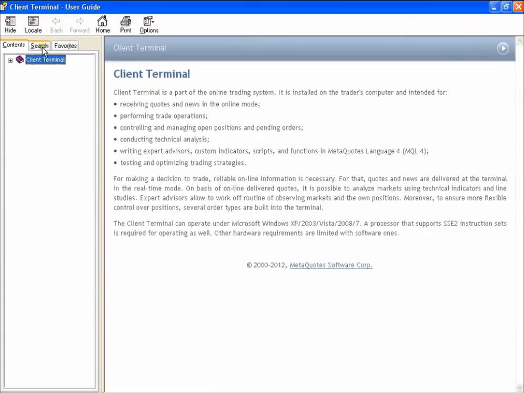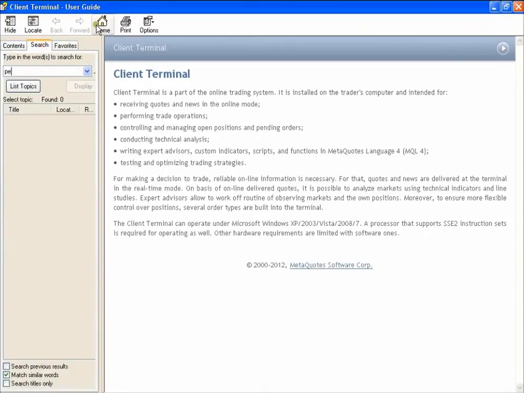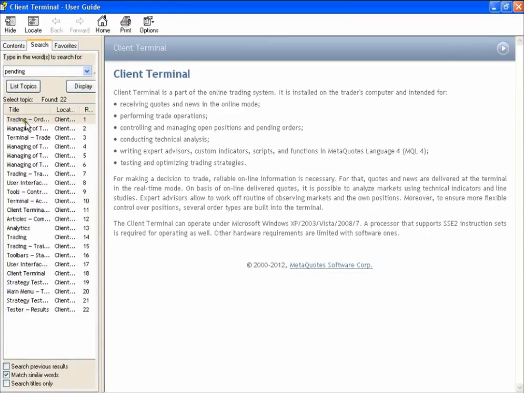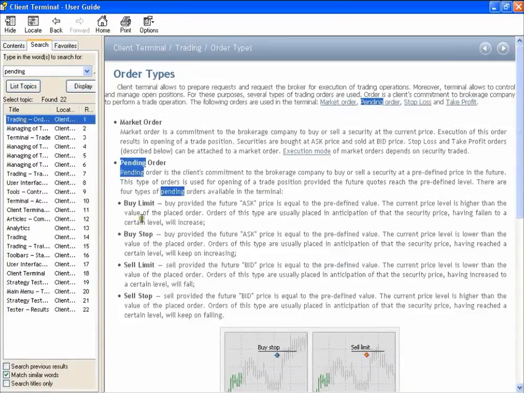You just pop this in at full screen. By clicking on search, you type in the word pending, then list topics, and the first topic that loads explains the different types of pending orders.